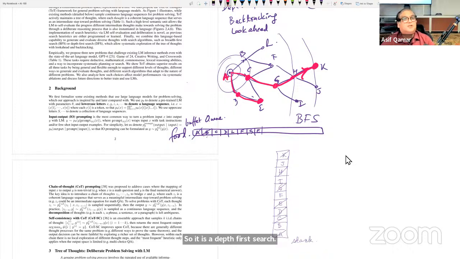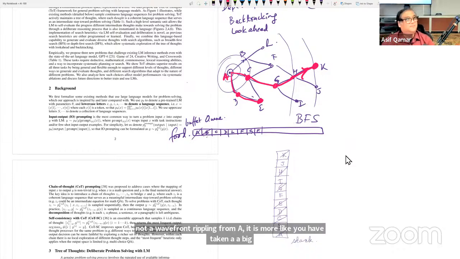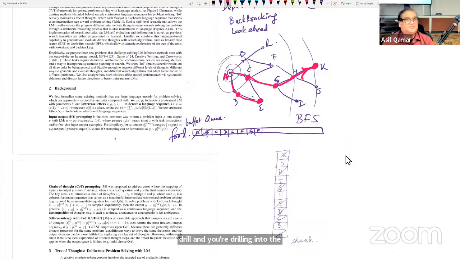It's not a wave front rippling from A. It is more like you have taken a big drill and you're drilling into the earth. Going as deep as possible, as quickly as possible. So as the path goes from A to K, let's say it finds K and realizes it's wrong. Then it has to backtrack. Does it go from A to J now? Yeah, so then it will backtrack.